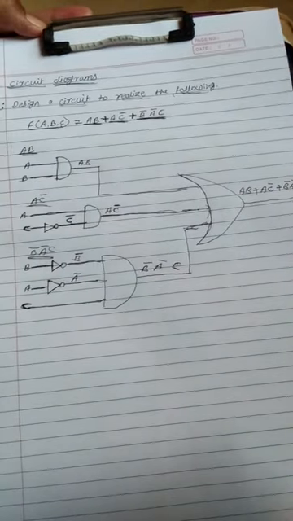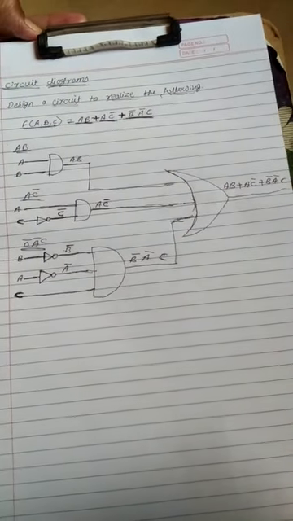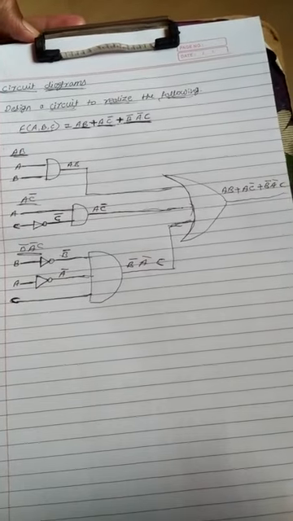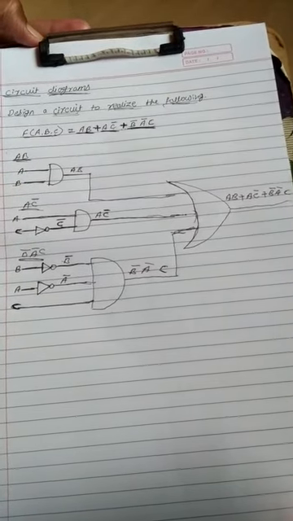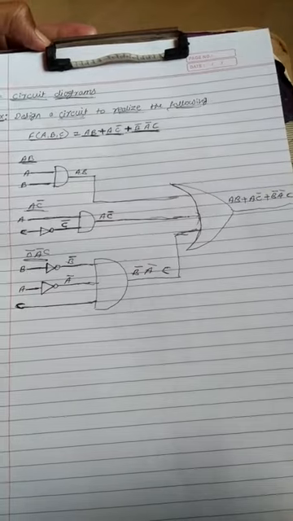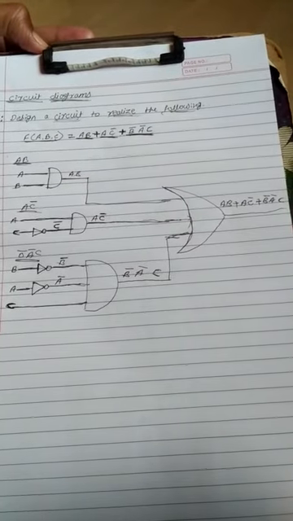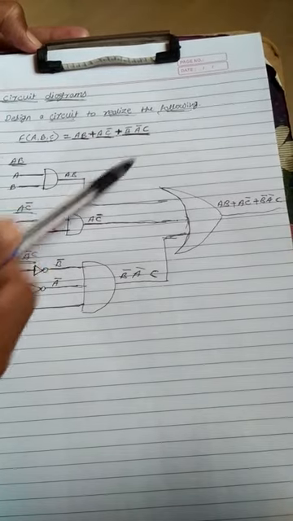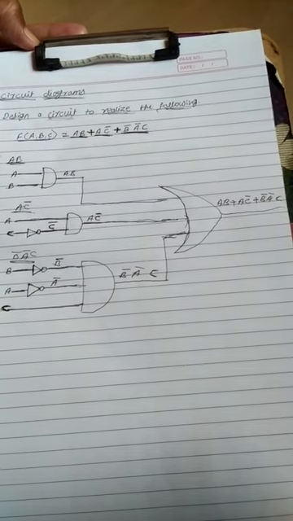So this is what a logic diagram is. They will give one expression. Using this expression, we have to draw the logic diagram. So this may be asked for 3 marks. They will give one expression like this, and you have to draw the logic diagram.